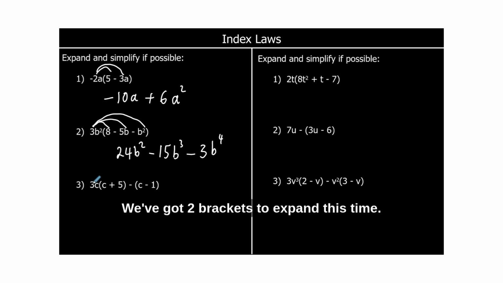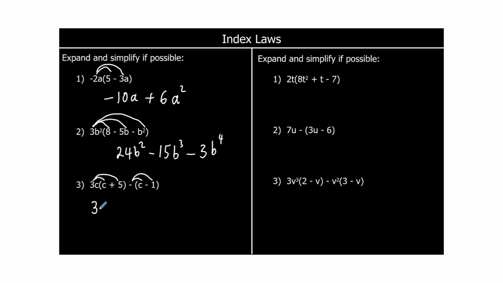And question 3. So we've got 2 brackets to expand this time. 3c times c, 3c squared. 3c times 5 is 15c. Here we've got a negative times c minus 1. You can think of it as negative 1 times c minus 1.